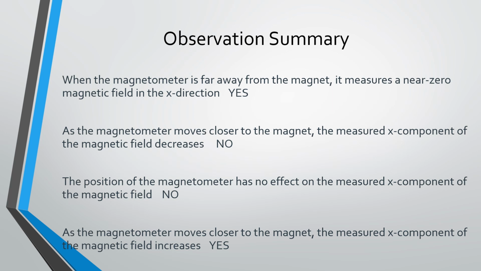Now some questions for the observation summary after the experiment was conducted. When the magnetometer is far away from the magnet, it measures a near zero magnetic field in the x direction. We saw that that was true. As the magnetometer moves closer to the magnet, the measured x component of the magnetic field decreases. We saw that it actually didn't. The position of the magnetometer has no effect on the measured x component of the magnetic field. We saw that it didn't. And lastly, as the magnetometer moves closer to the magnet, the measured x component of the magnetic field increases. We saw that it actually did.